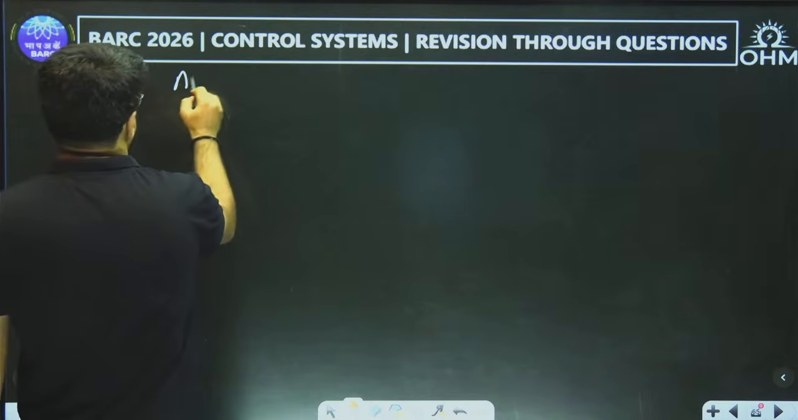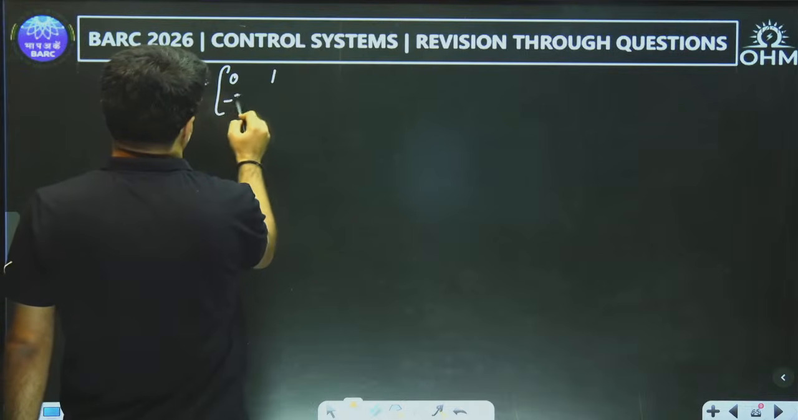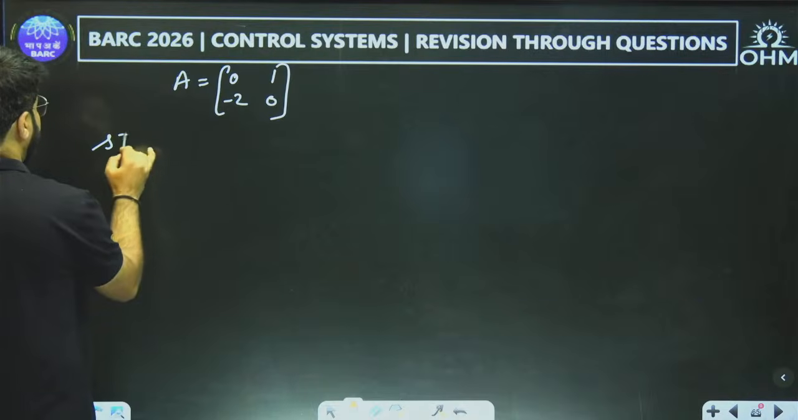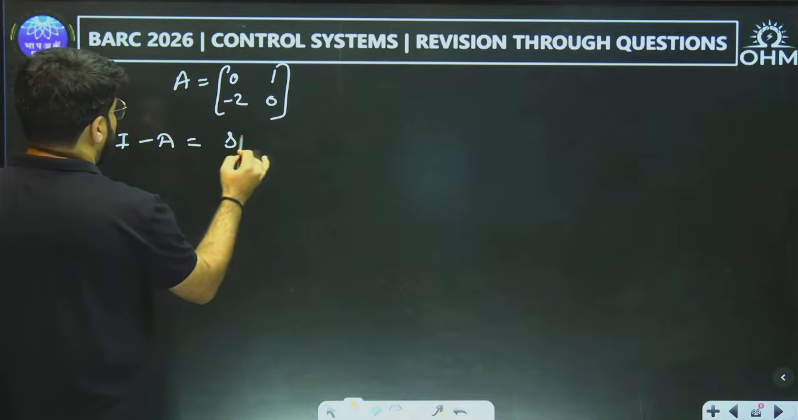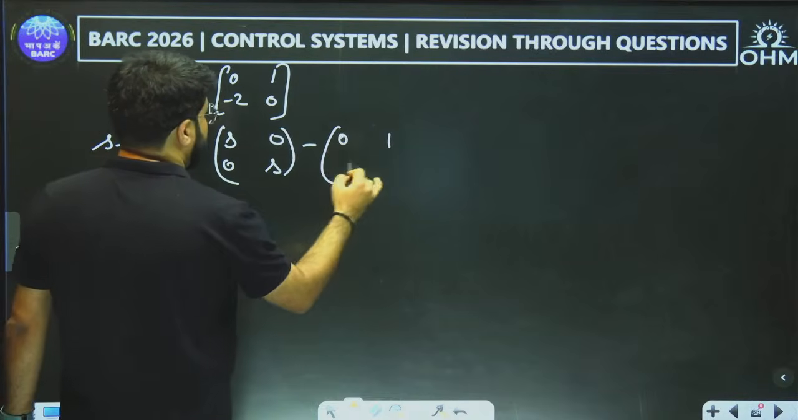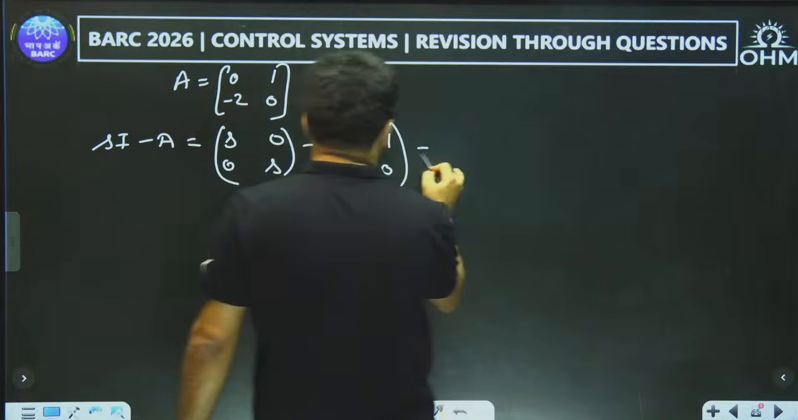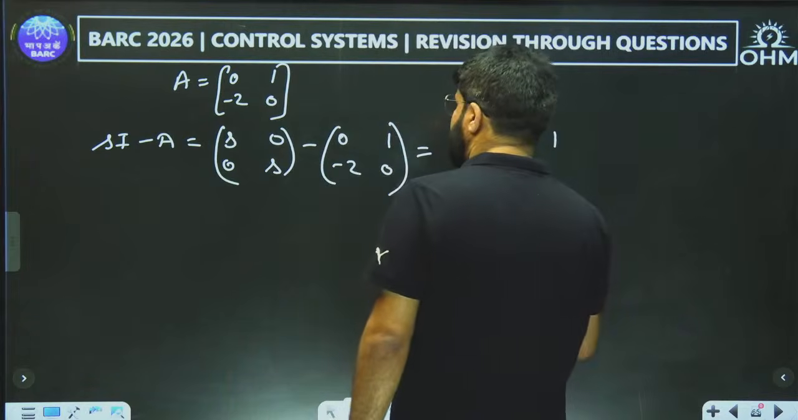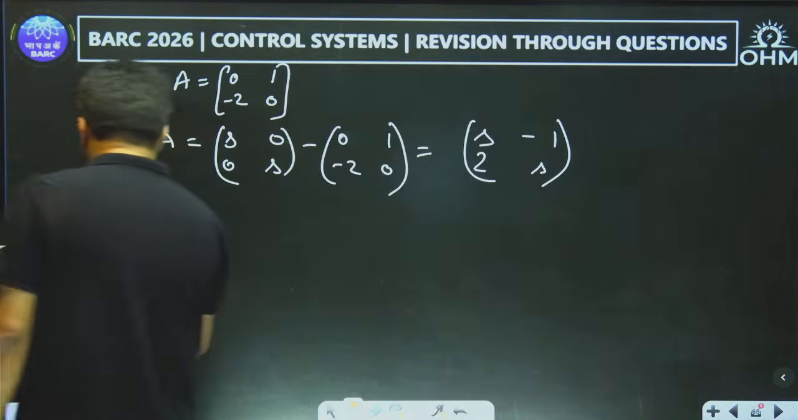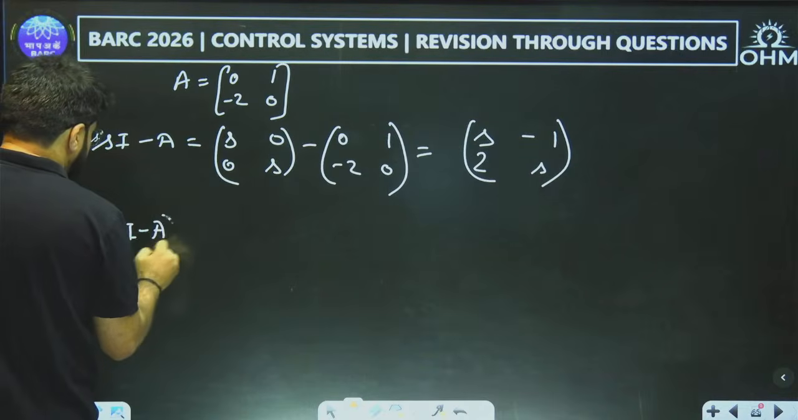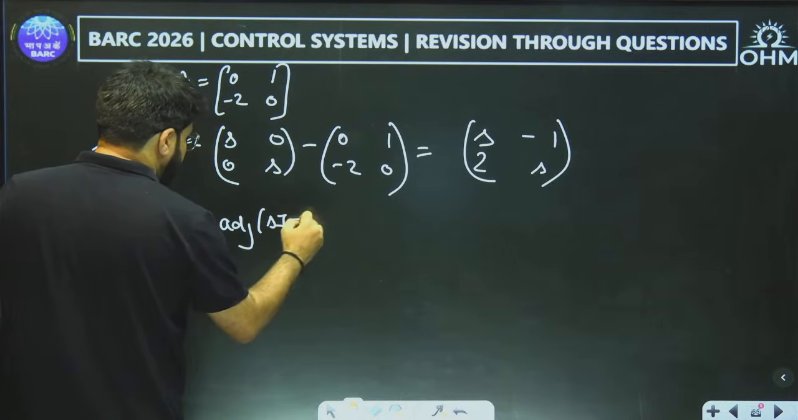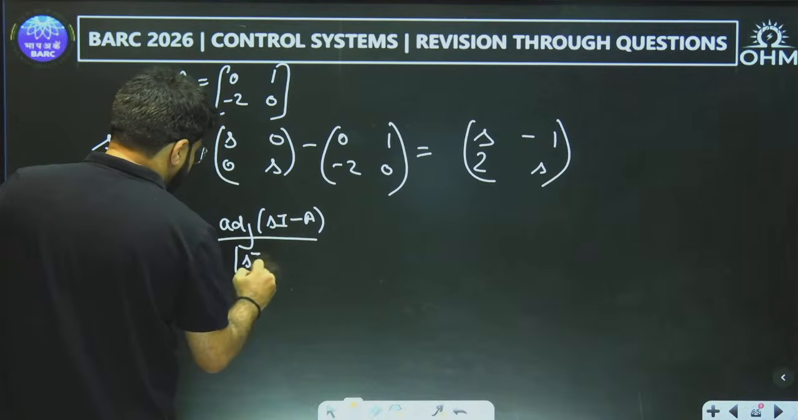Matrix A is given to me as 0, 1, minus 2 and 0, correct? So I will again write down first sI minus A. What is sI minus A? s, 0, 0, s, minus the A matrix 0, 1, minus 2 and 0. This will be s minus 0, 0 minus 1, 0 minus minus 2 and s minus 0. Now I have to find sI minus A whole inverse. And what is the inverse of the matrix? Inverse of any matrix is adjoint of it divided by the determinant of it.